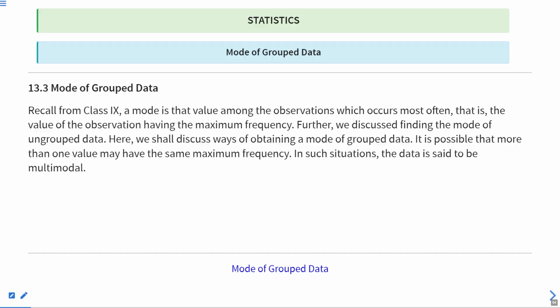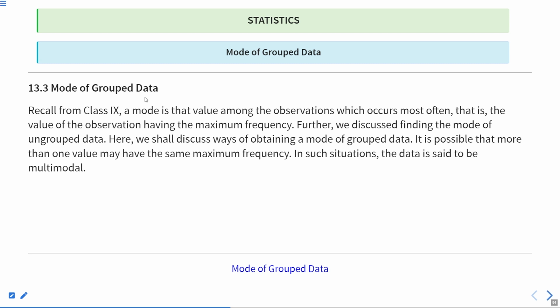Hello students, welcome to this lecture on Statistics. In this lecture we will discuss the mode of grouped data. In our previous lecture we discussed the mean of grouped data. So in this lecture we will discuss the mode of grouped data.